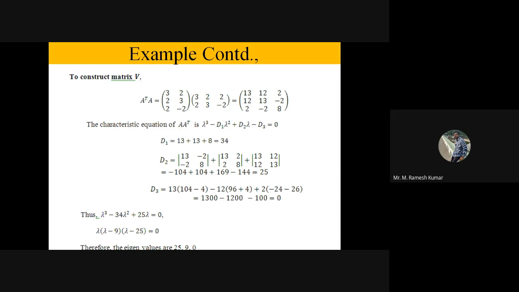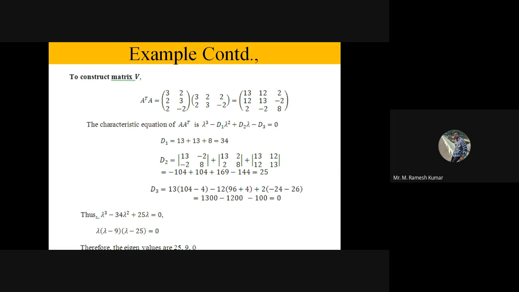There is no constant term. So we can easily factorize this. Here, synthetic division is not necessary, because there is no constant term. So we can take lambda as a common factor. After simplification, we get lambda (lambda minus 9)(lambda minus 25) equal to 0.